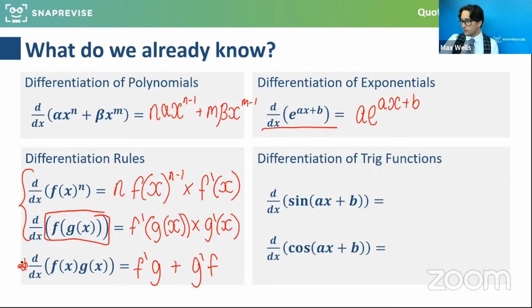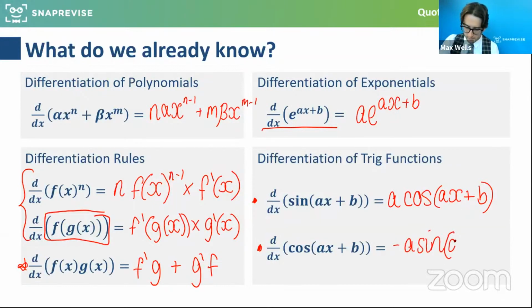The other thing we should hopefully be aware of, that would be handy to know, is how we differentiate sine and cos. And you do learn this from first principles, but it is also good to be able to recall this. So sine differentiates to cosine, and cosine differentiates to minus sine. And then this is like a chain rule scenario of it. So this would differentiate to a cos ax plus b. And this one here would differentiate to minus a sine of ax plus b.